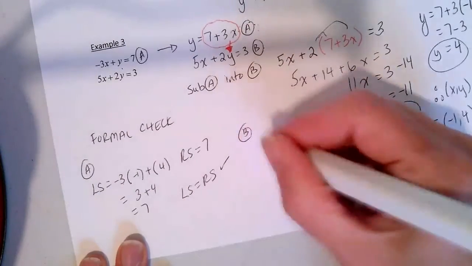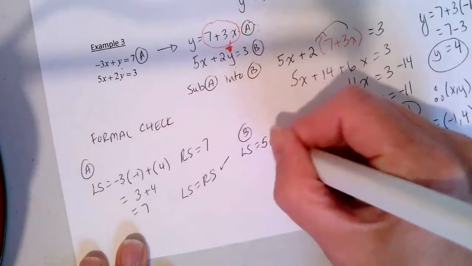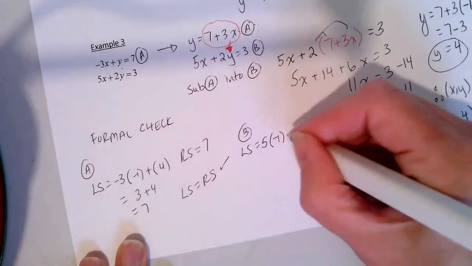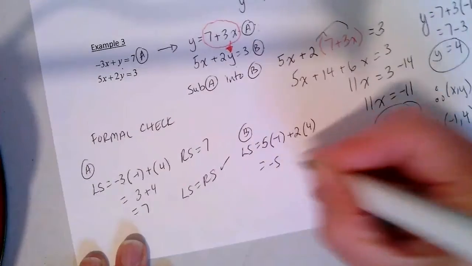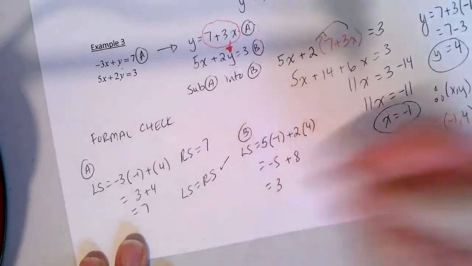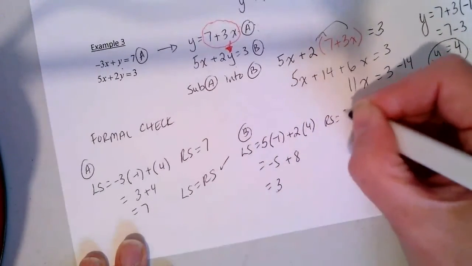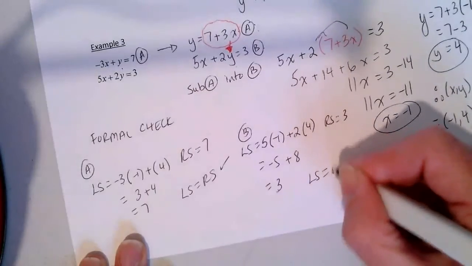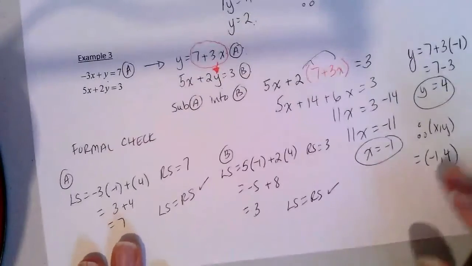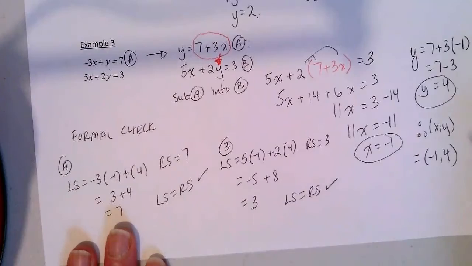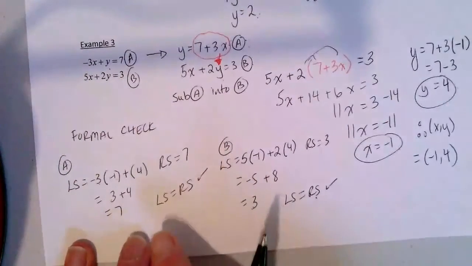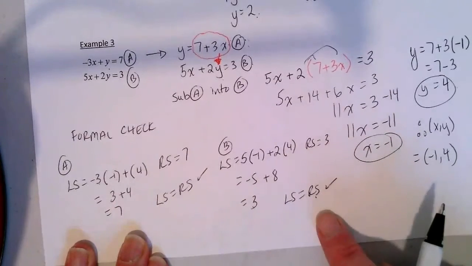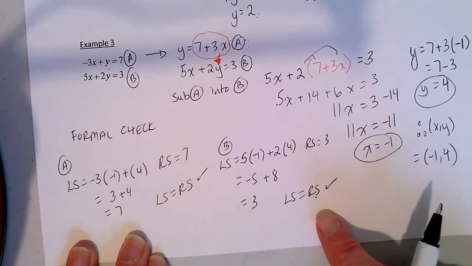Then we check it in line B. The left side is 5 times x, which is 5 times -1, plus 2 times y, which is 4. That becomes -5 plus 8, which is equal to +3. And our right side was +3. So left side equals right side. So we have verified that (-1, 4) is indeed a point on line B. And because it is a point on line A and it's a point on line B, it must be the solution to our linear system.